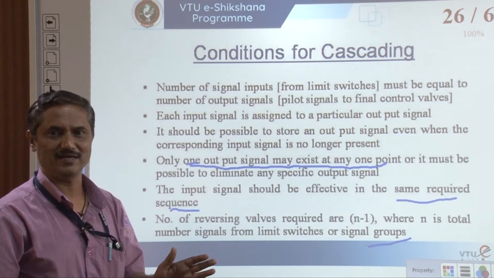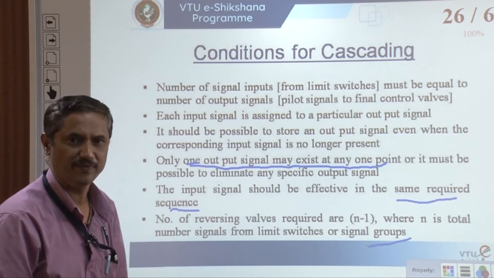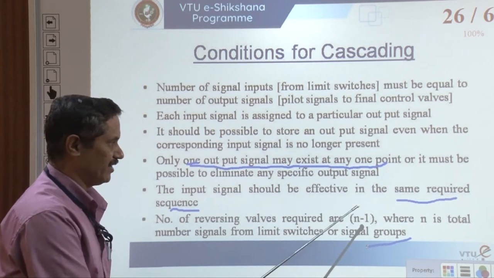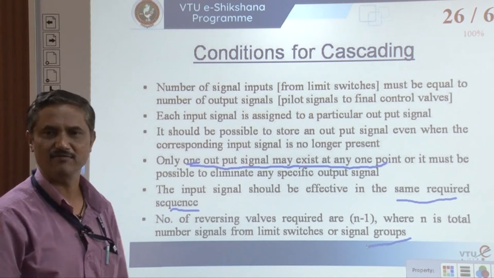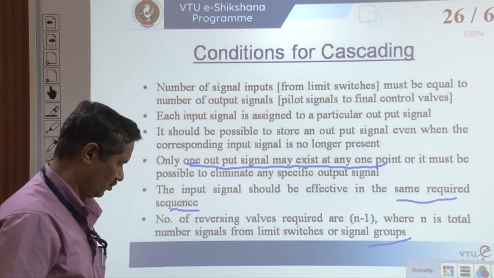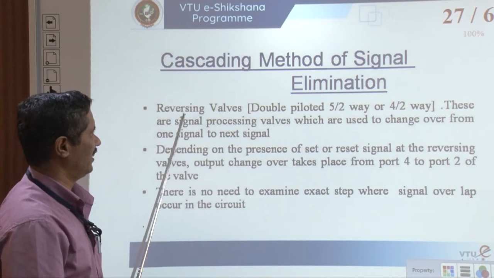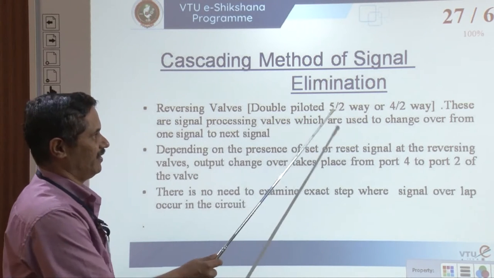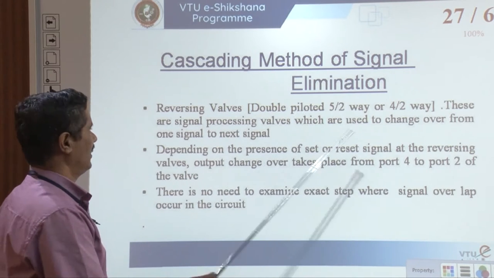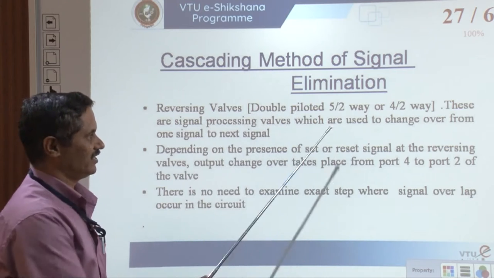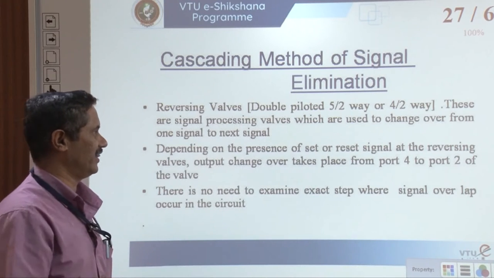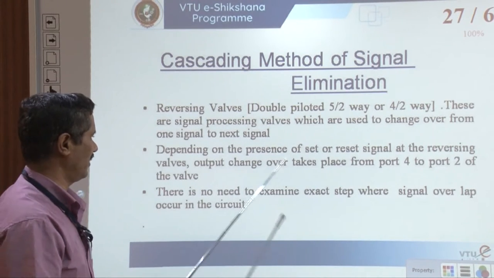No simultaneous signals from a single cylinder should come. So that I have told you. Once you make such groups, depending upon the groups, you can take your number of reversing valves also. So these are the steps that you have to know before you create. And reversing valves, that is your 5x2 or 4x2 valves that you use to reverse the supply to the header line. And these are signal processing valves which are used to change over. We call this a changeover from one line to another line, signal changeover from one line to another line.